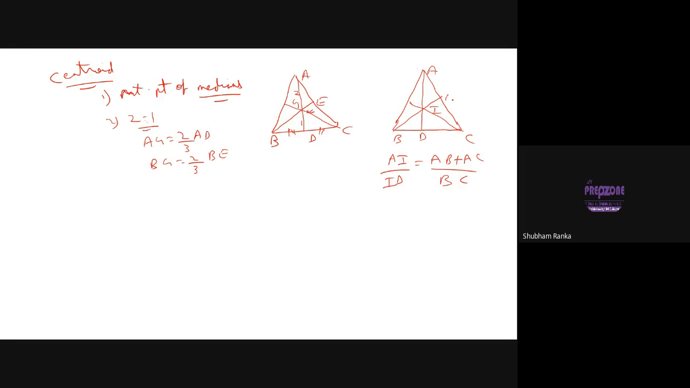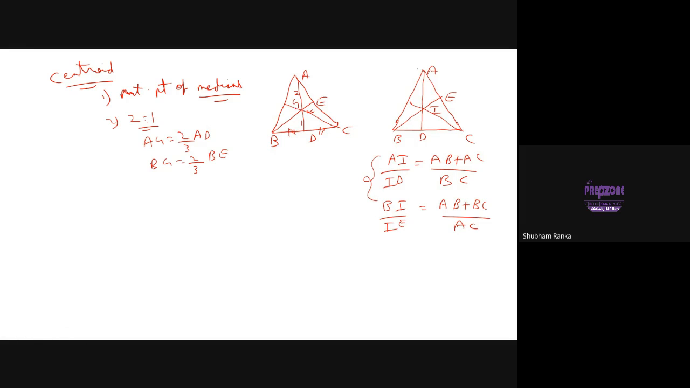If we have a BE angle bisector, then BI by IE would be equal to AB plus BC over AC. Why? Again, B is the source, so AB plus BC upon the third side, which is AC. So this is the ratio in which the incenter divides the angle bisector.